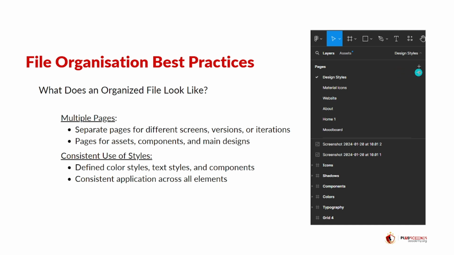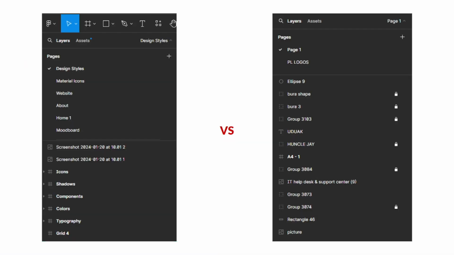Separate pages for different screens, versions or iterations, pages for asset components and main designs, and then the very last is consistent application across elements. So you can see this is a very good example, and we'll do a comparison with the one that we currently have on our first work. So you see the difference between organized and unorganized. You can see this versus that.